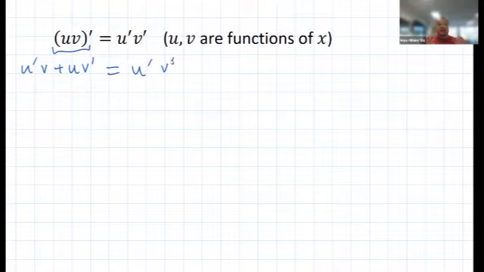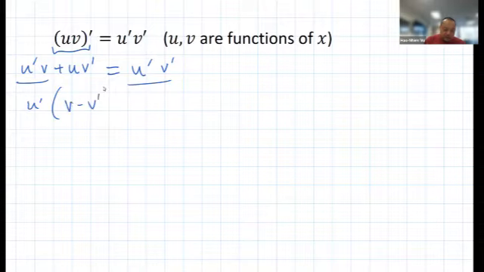So we have an equation in two unknown functions u and v, and they're symmetric. You switch places of u and v, and it's the same equation. So we're going to concentrate on one of them. It doesn't matter which one. I choose to concentrate on u. So I'm going to combine all the u prime together and all the u together. There are two u prime terms, so I'm going to put them together. I have u prime times v minus v prime. And then I have the u term plus u v prime is equal to 0.